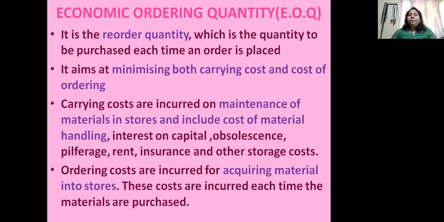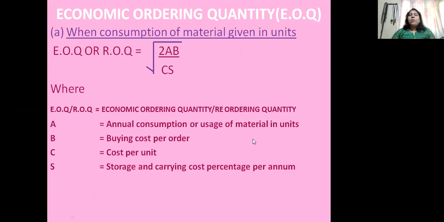Okay. Now, how to calculate the economic ordering quantity. Okay, so look at this. I divided into two categories. One is when consumption of materials is given in units, what is the formula? I mean, if annual consumption in the problem is given in units, you can apply this formula.